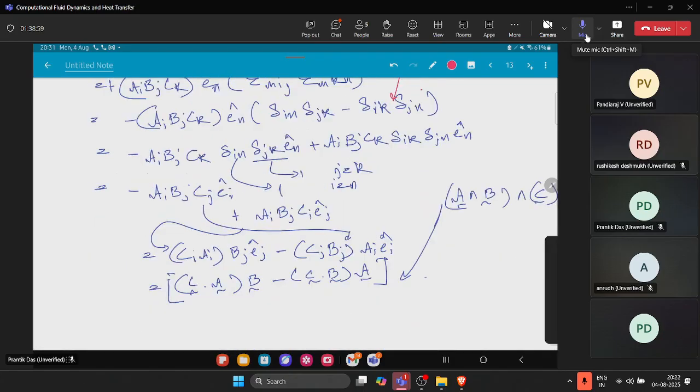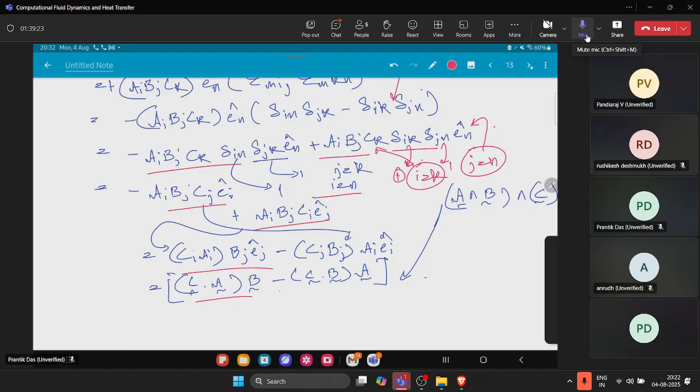Then, using these identities, I have to replace delta IK and delta JN. Delta IK is equal to 1 when I equals K, and delta JN is equal to 1 when J equals N. So I have to put this in the equation and simplify it in this format. It comes out to be (C dot A)B minus (C dot B)A. Okay. So is it clear to all of you?